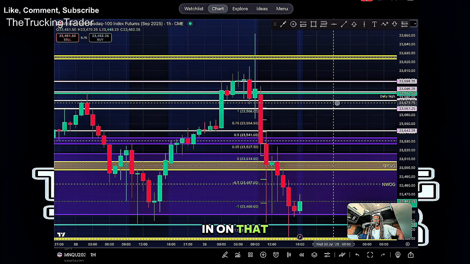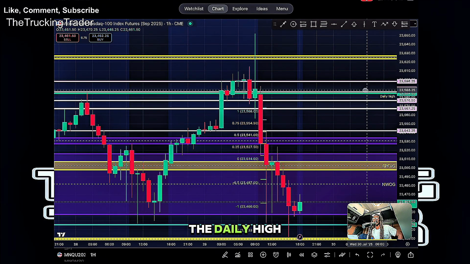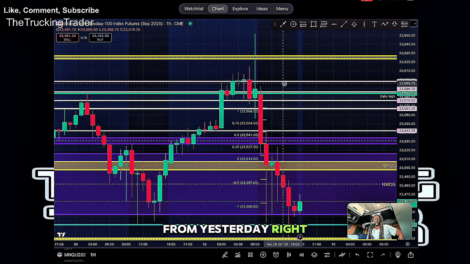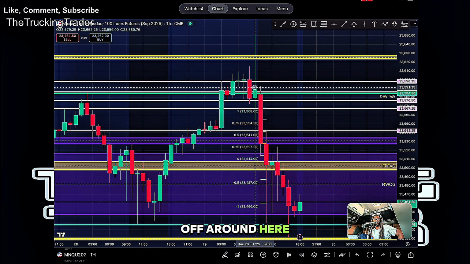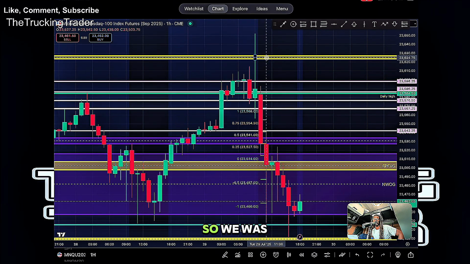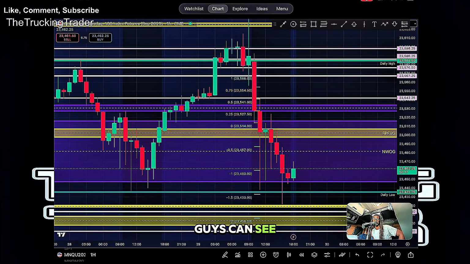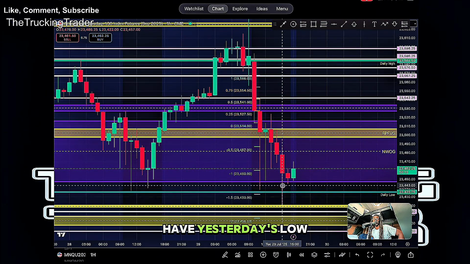If you zoom in on that, you guys can see right here, it says daily high. That was the daily high from yesterday, right? So we started off around here. This is the 9 a.m. candle on the hourly chart. So we was breaking above this daily high first, right? And then you guys can see down here, we have yesterday's low. So I'm going to talk about that as well.